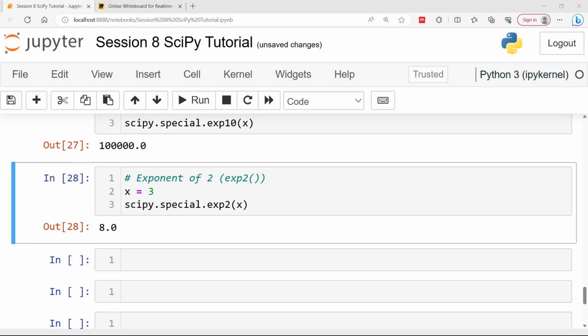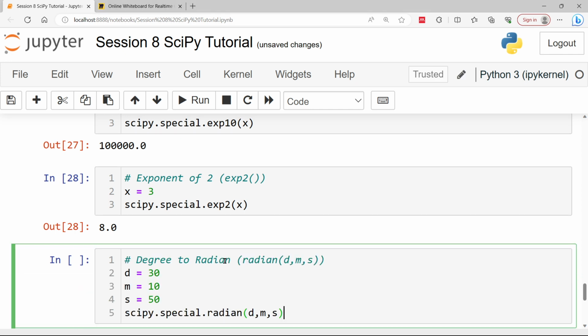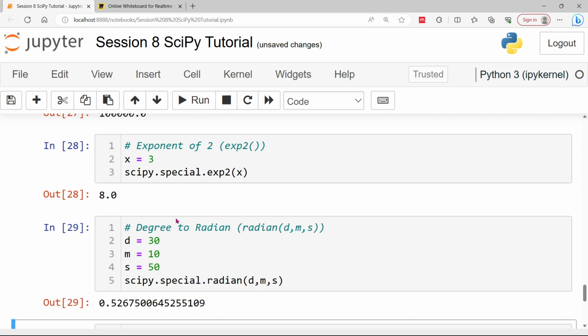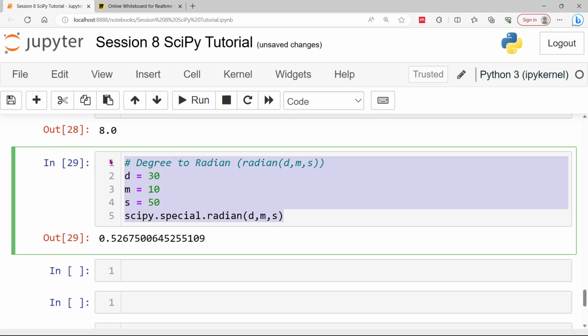Now similarly we can go for the degree to radian conversion. What is it? Here we have degree, minute and second. So 30 degrees, 10 minutes and 50 seconds, and I'm going to convert this into radians. Can you see? It just converted the entire angle into radians. We don't need to write a manual function for this. If you use these simple arguments, DMS, then you don't have to pass them into user defined functions. They have simple values there, right?